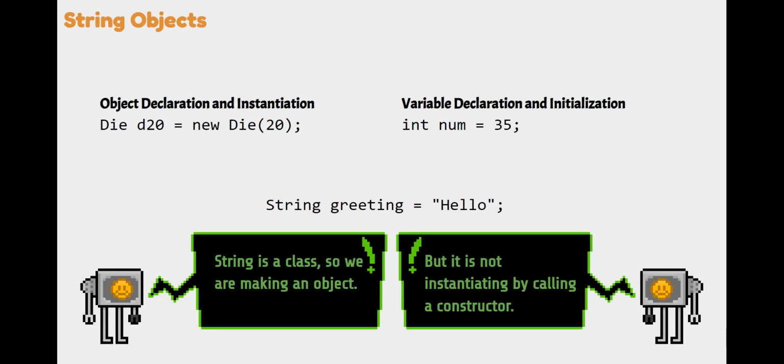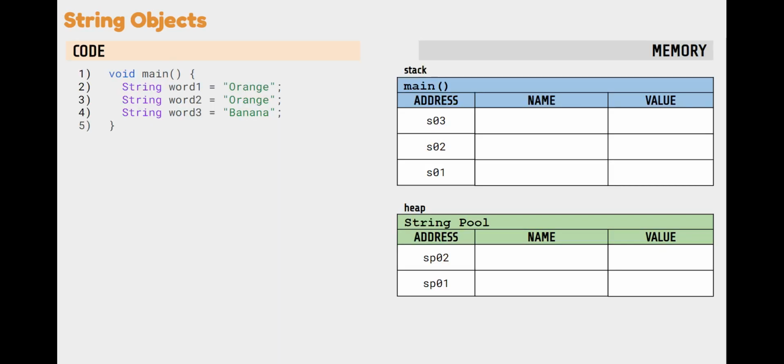String is a class, so we are making an object, but we are not instantiating by calling a constructor. We are not requesting space in memory by using that keyword new. So what kind of statement is this? Well, a string is a special kind of statement, and we're going to see how it's stored in memory.